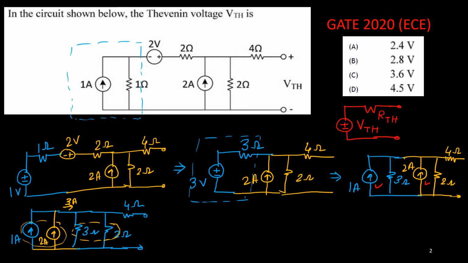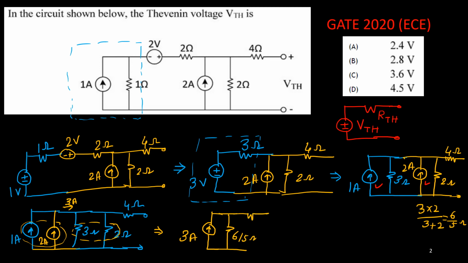So first of all, this current source value will be 1 plus 2, which is 3 ampere, and the parallel resistance value will be 3 parallel 2. You know that 3 into 2 upon 3 plus 2 is 6 by 5 ohm. So this is your 6 by 5 ohm, and then this 4 ohm is connected, right?